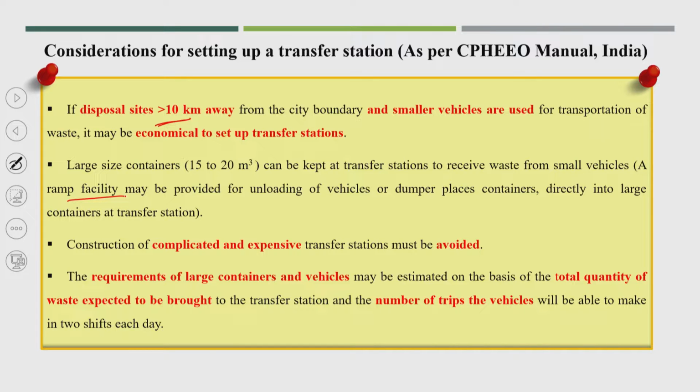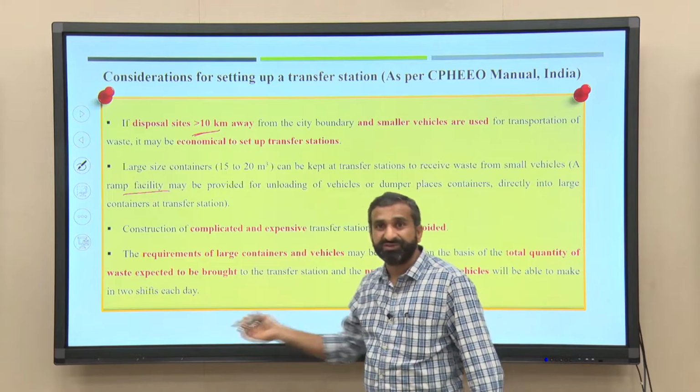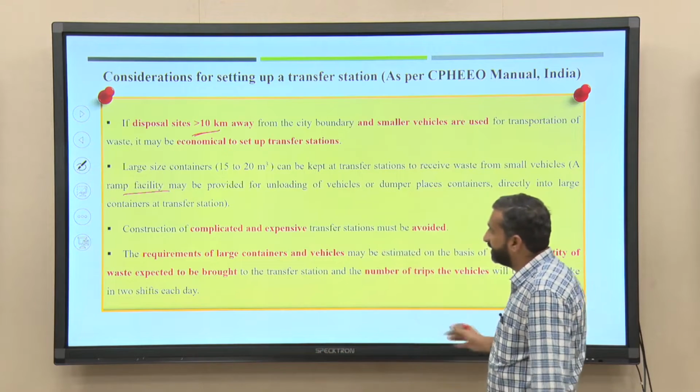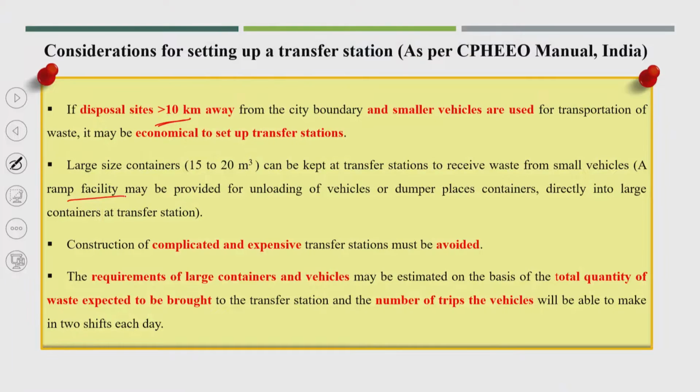This is the simplest kind of transfer station, the direct load type. Here one ramp will be available, and the smaller vehicles, even dumper vehicles, will go onto this ramp and unload directly into the large container. This large container could be of 15 to 20 cubic meter size.